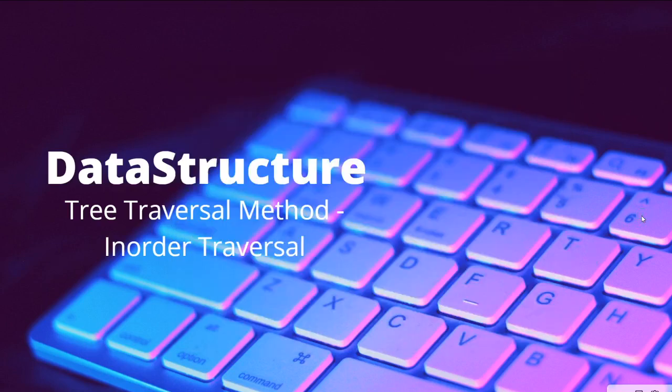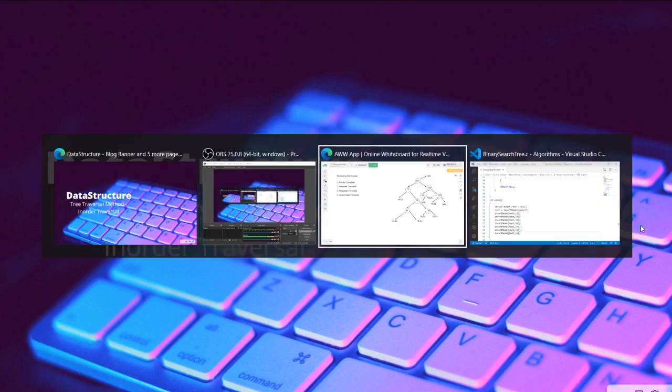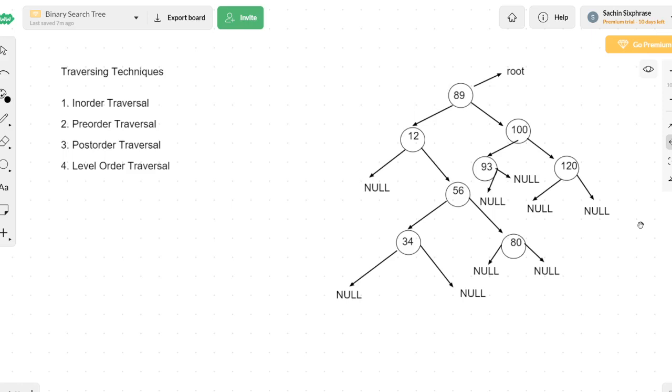Welcome students. In this video, we will be discussing a tree traversal method called in-order traversal. Already we have created a binary search tree. Now we want a traversal method to check whether that tree has been properly created or not. There are a lot of traversing techniques available here. One is in-order traversal, pre-order traversal, post-order traversal, and level order traversal.